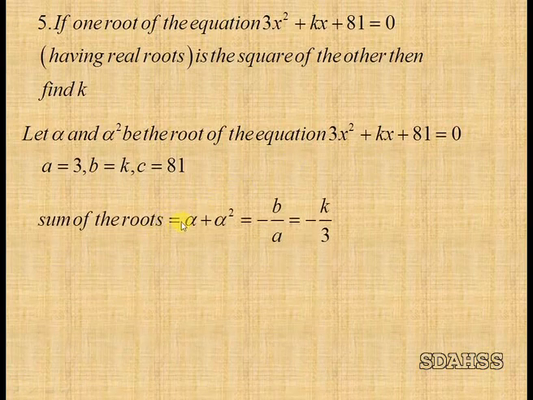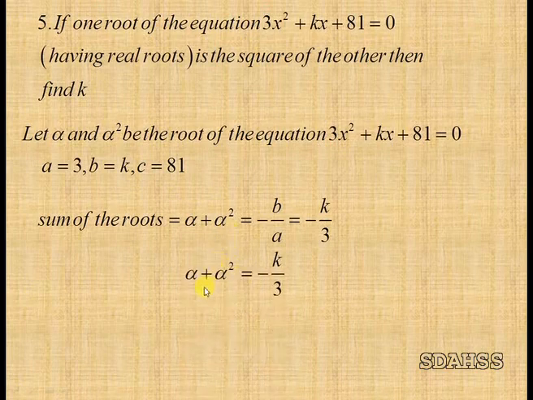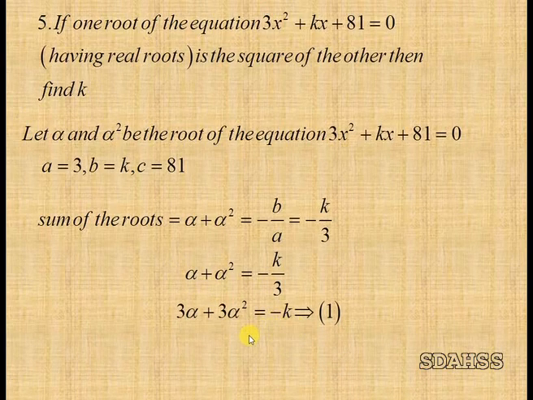So sum of the roots, alpha plus alpha squared, is equal to minus b by a, which is equal to, here b is equal to k, so minus k by 3. So this can be written as alpha plus alpha squared is equal to minus k by 3. Cross multiply: 3 alpha plus 3 alpha squared is equal to minus k. Mark it as first equation.